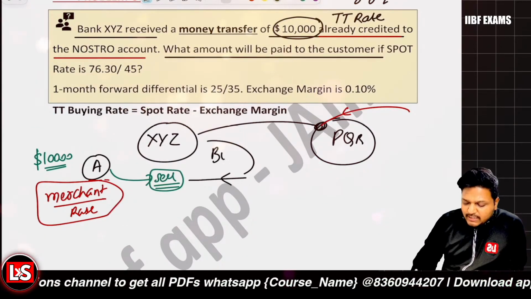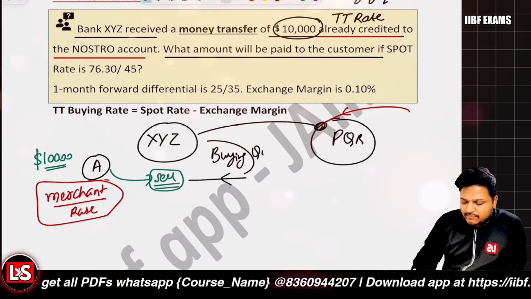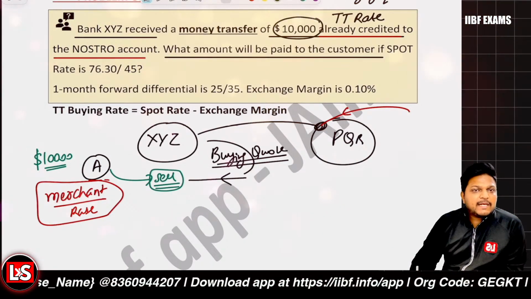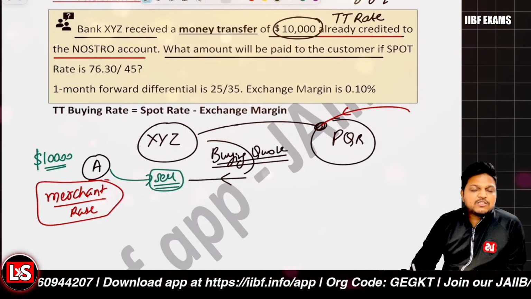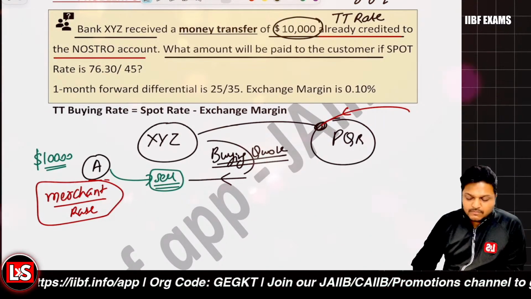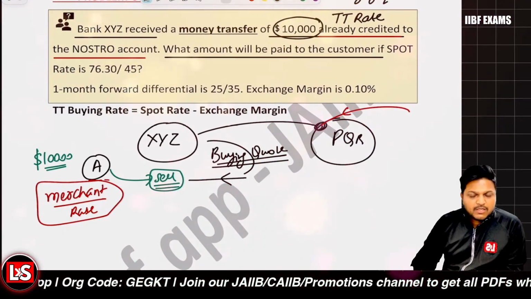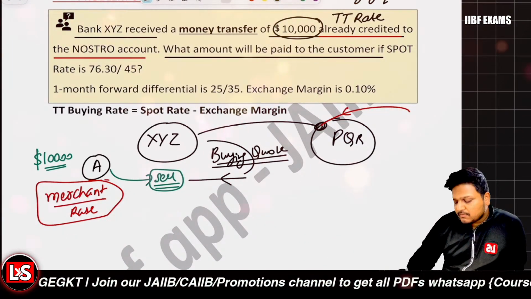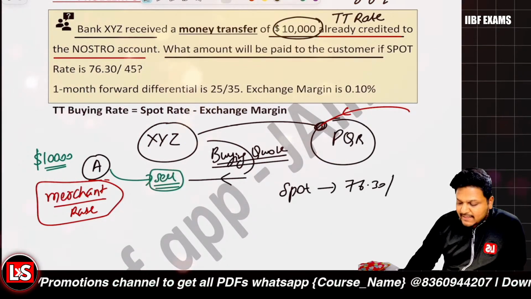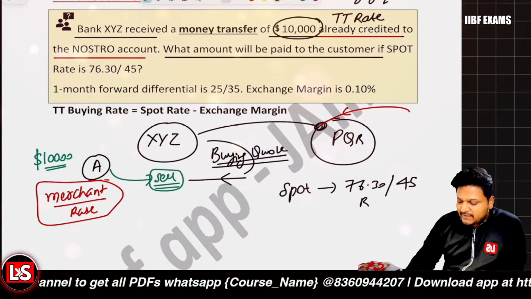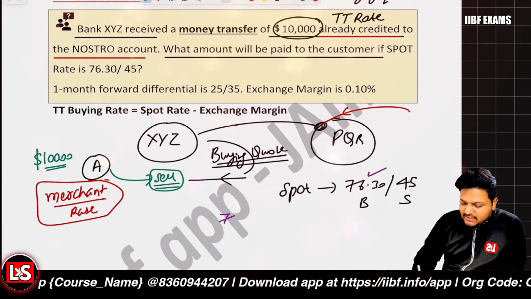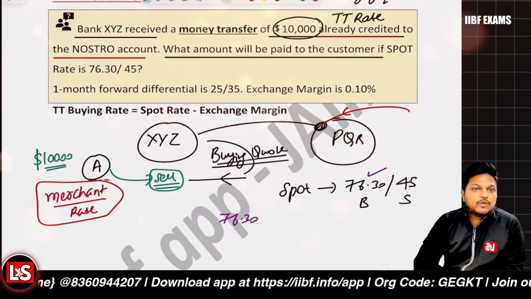So the bank will be giving the buying quote here. So what rate would be applicable? It will be the buying rate. There is no delay. It is a TT rate. So we simply say it's a case of the TT buying rate. We are provided with the spot rate. The spot rate is given to be 76.30/45. This is the buying rate. This is the selling rate. And we have to look into the buying quote. So it is 76.30 that is to be looked into.